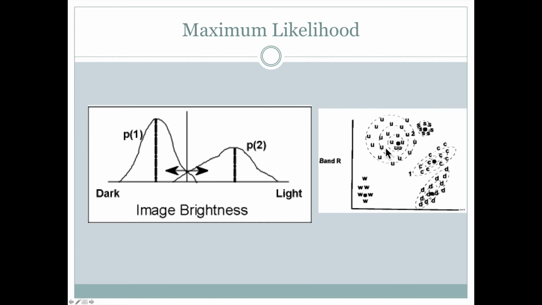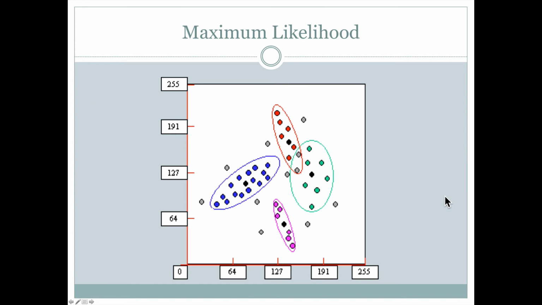So in one way we can think of these as isoprobability lines, where the most probable ones are closest to the center here, and then it gets less and less probable as it goes out to the side. Here we've moved from just looking at one band of the remote sensing imagery to looking at two in combination. And so maximum likelihood might look something like this.